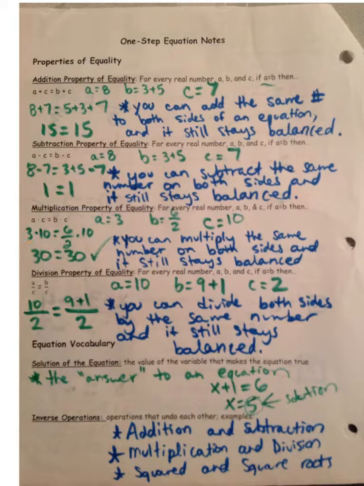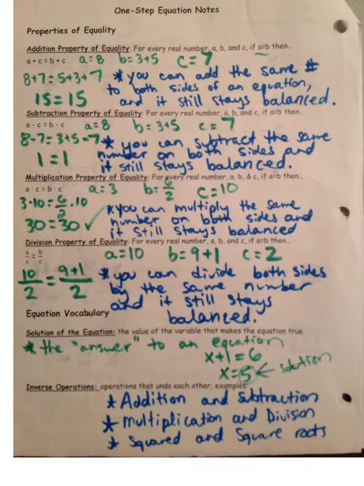Okay, if the multiplication property of equality is true, what it's saying is that I can multiply both sides of an equation by 10 and it won't mess anything up. It'll still be equal. 3 times 10 is 30. 6 divided by 2 is 3, times 10 is 30. So, it is true. You can multiply the same number on both sides and it will still stay balanced or equal.